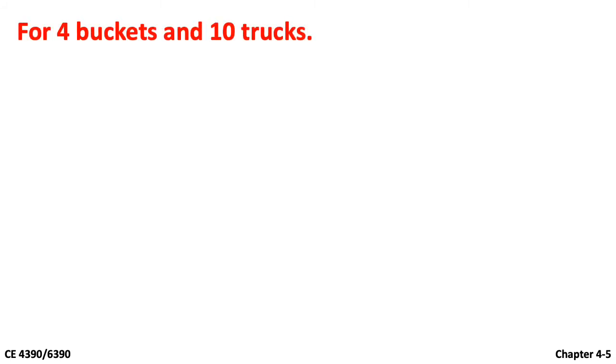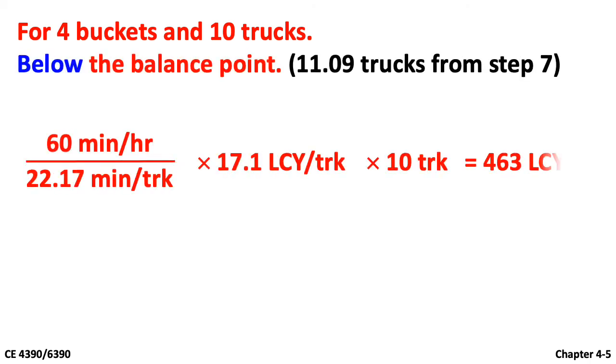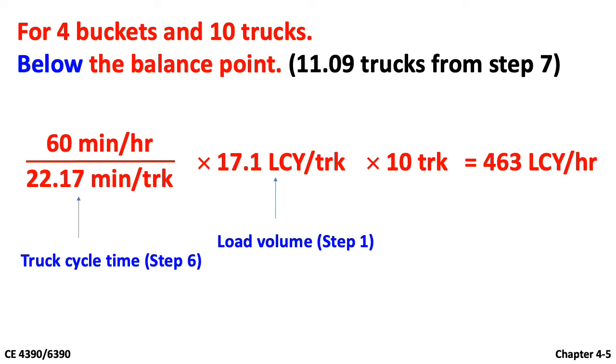So let's get back to the examples. With 4 buckets and 10 trucks, it is below the balance point. So trucks control the production. By applying the formula for the situation when the number of trucks is below the balance point, we got the production of 463 loose cubic yards per hour.